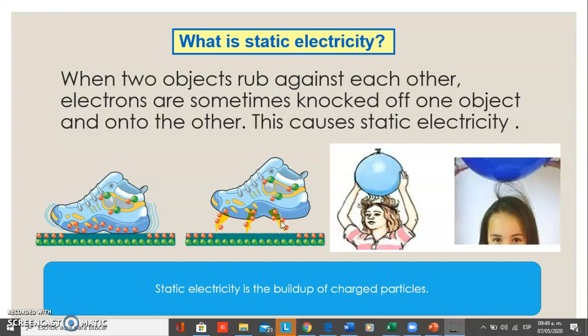A buildup, that means como una carga, a buildup of electrons on a shoe will discharge, se descargará, back to the carpet. Un montículo de electrones se descargará en la alfombra. So here we have an example of static electricity. Check that and copy in your notebook. So static electricity is the buildup of charged particles.